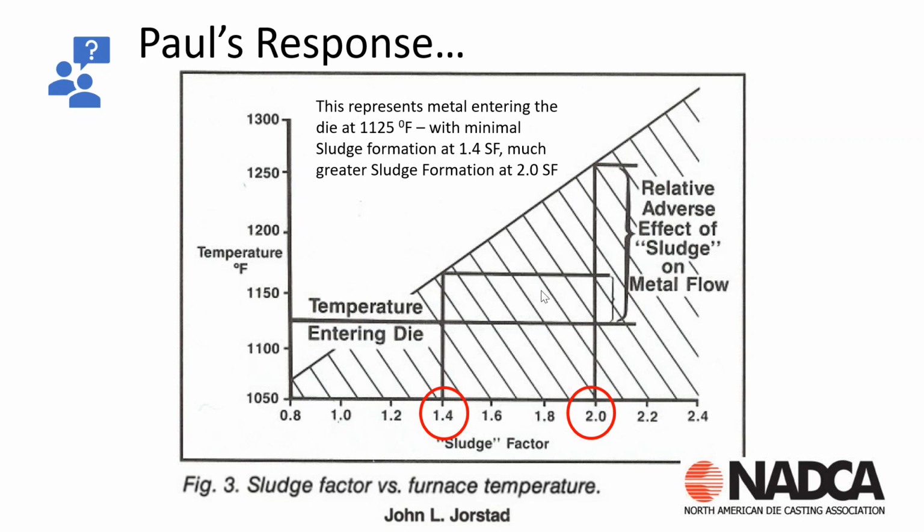So if we're holding a 1.8, then we're right about here on our graph. We're going to have a tremendous amount of sludge formation. That sludge is now going to be small crystals. They didn't have time to sit there and grow, but they're going to be small crystals that are going to be injected into our die castings. At any point the metal's liquid, sludge formation can take place.